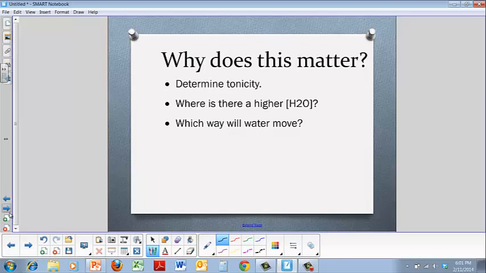So why does this matter? There are going to be a couple of problems that we can run into when we talk about tonicity. We want equilibrium. Those cells are going to be greatly affected if we change the concentration gradients in the environment. So it's going to matter. We have to determine our tonicity in relation to our cells, and then we have to determine where that higher water concentration is. That's what the brackets mean right here. It's just concentration of water.